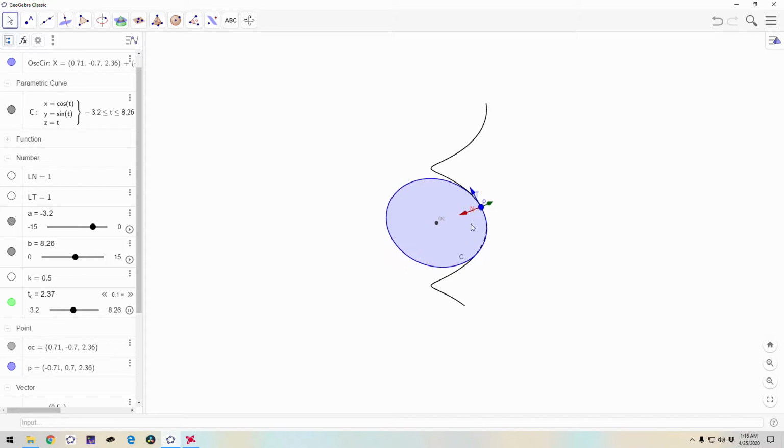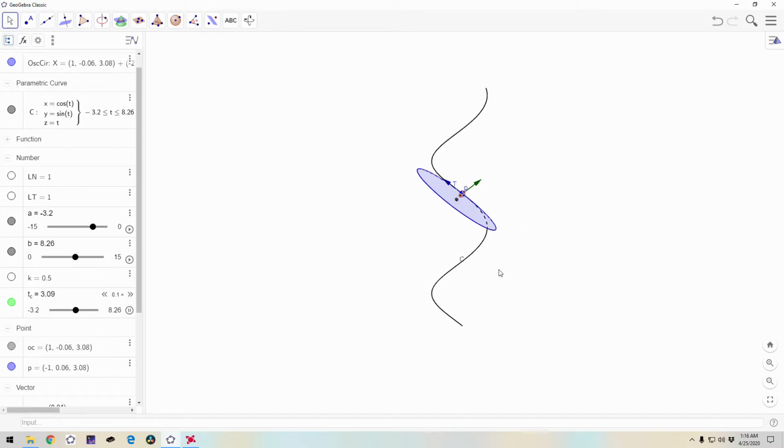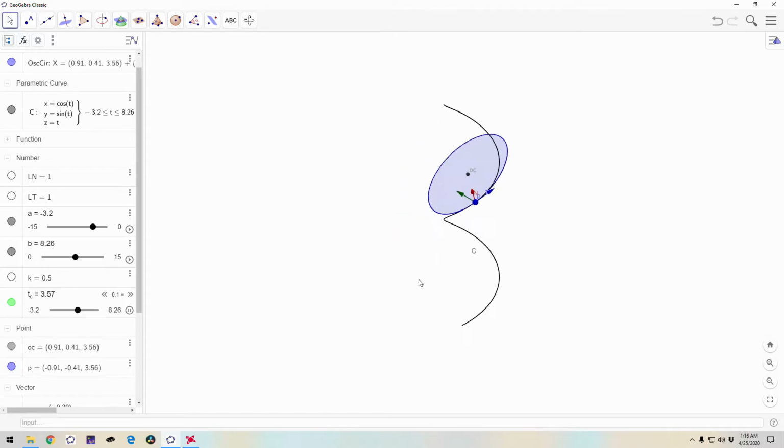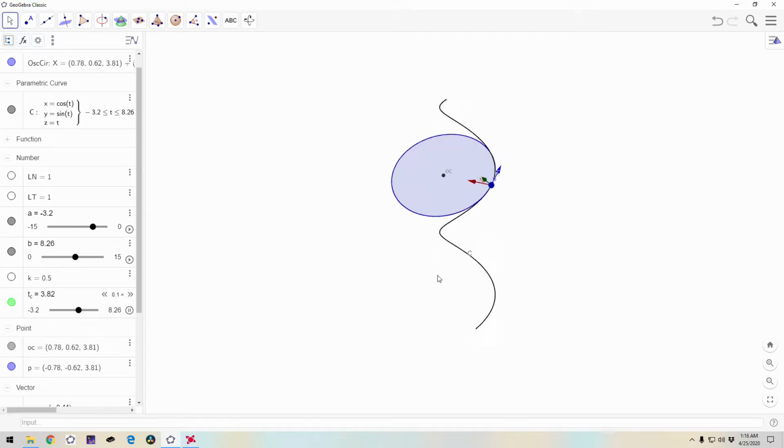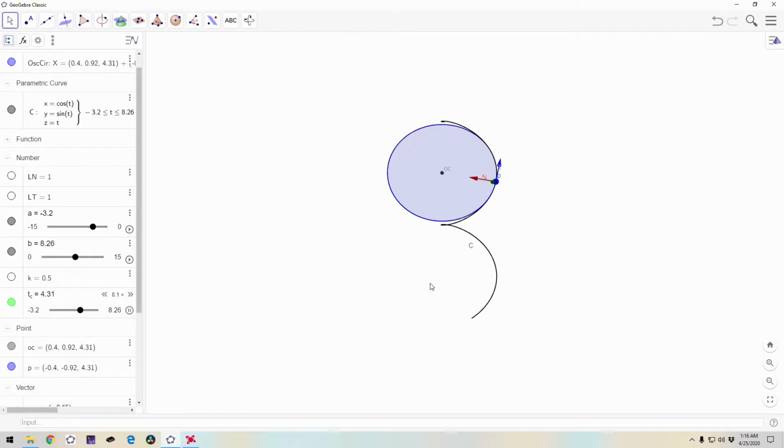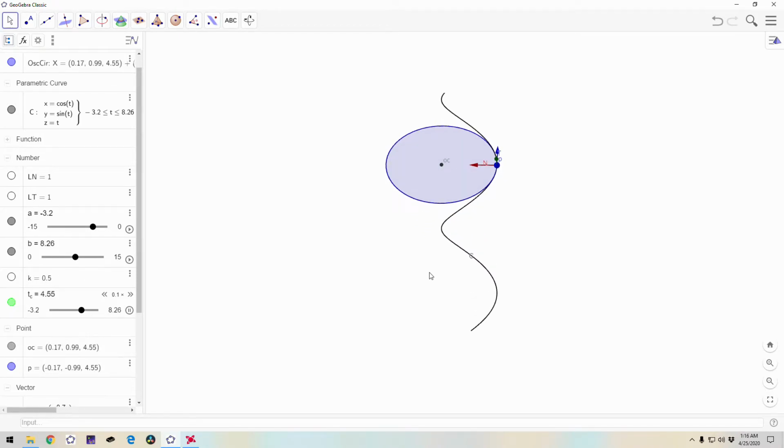Another thing to notice, the circle's always in the TN plane, right? It's always perpendicular to that B vector, the binormal vector there. But it's a constant size. It's constantly radius of 2.